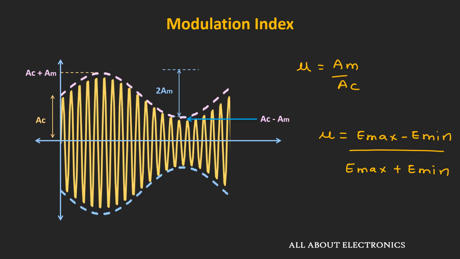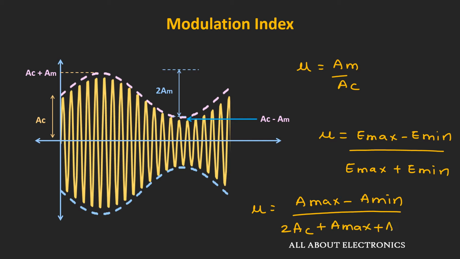And this expression can be used even if the signal is asymmetric or has some non-zero offset. So the same expression can also be written as A maximum minus A minimum divided by 2AC plus A maximum plus A minimum, where this A maximum and the A minimum are the maximum and the minimum values of the message signal. And this particular expression will be very useful when the message signal is asymmetric or has some non-zero offset. So let us quickly see that how we can get this expression.